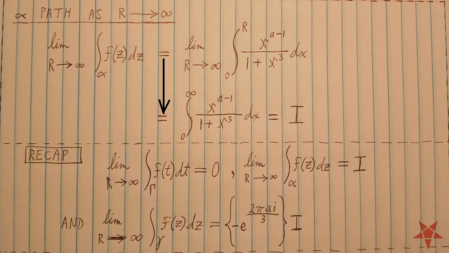A brief recap is in order. We have shown that the path integral uppercase gamma is equal to 0, that the integral lowercase gamma is equal to minus capital I times negative e to the power of 2 pi ai over 3, and that the path integral alpha is equal to capital I. Capital I, of course, denotes the real improper integral that we are looking for.